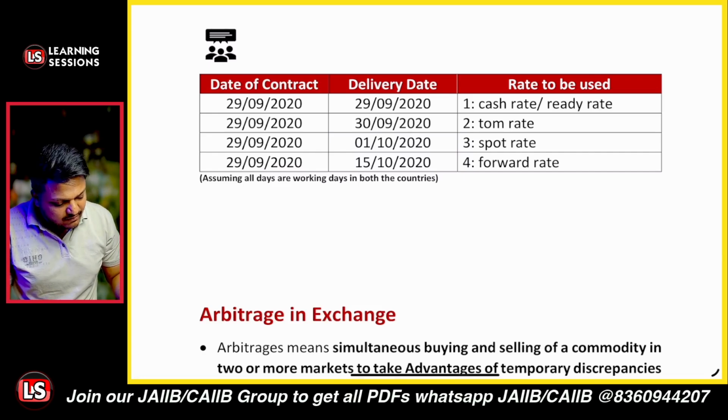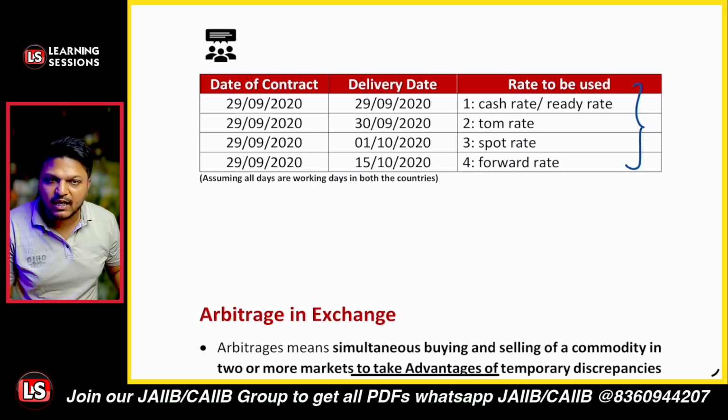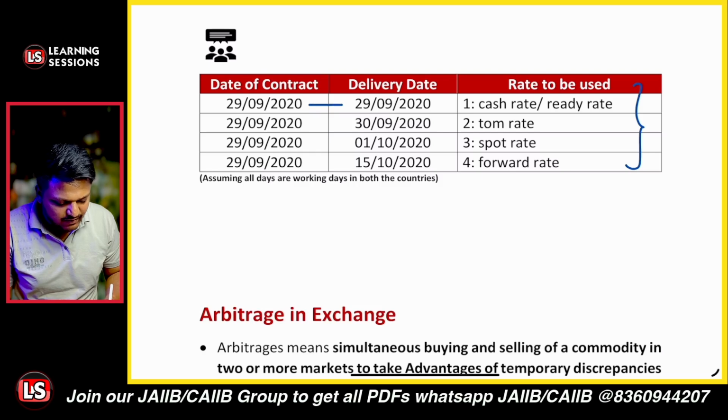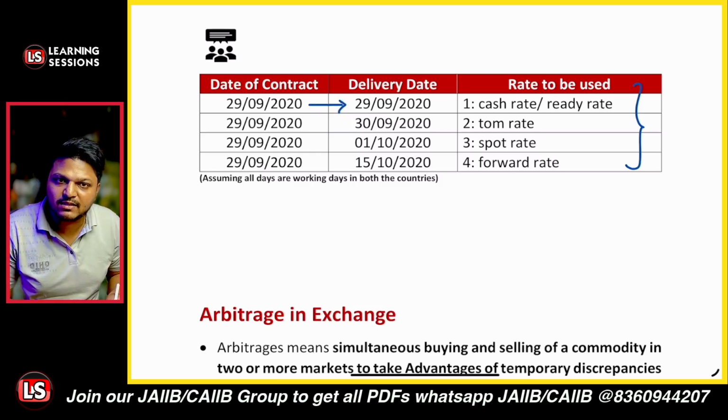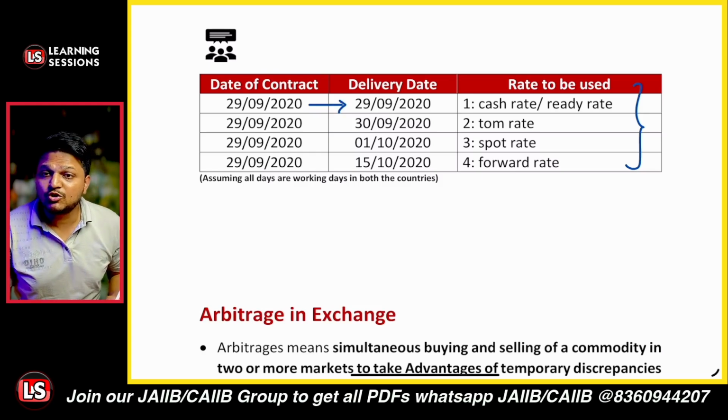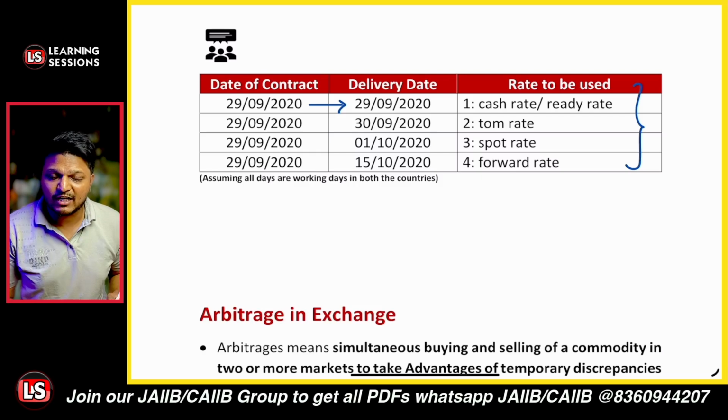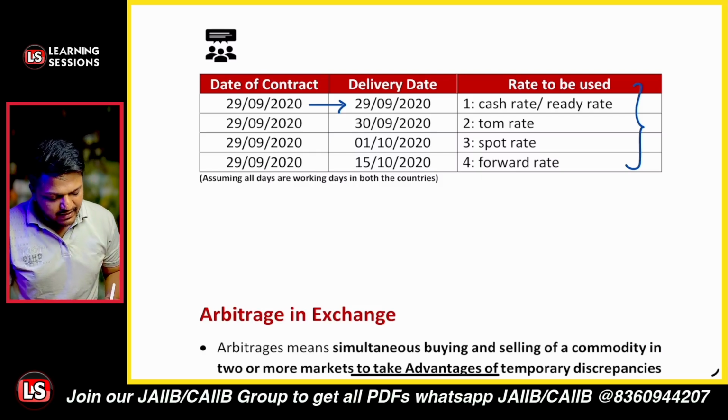And here is a given scenario. We need to tell whether the rates to be used are given true or false. So the date of contract is 29th of September and the delivery date is the same as the contract date, then it is a cash rate. It is a cash rate because there is no difference in the settlement, so it is a cash rate, or we say a ready rate. And if it is on the very next day, then it is a tom rate.